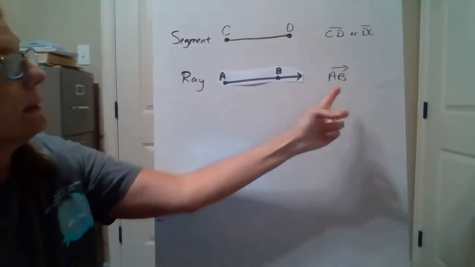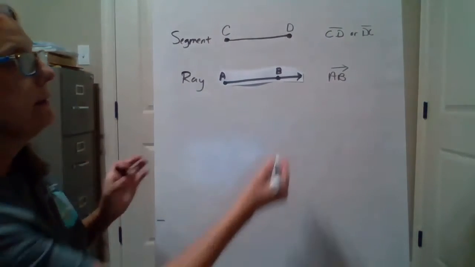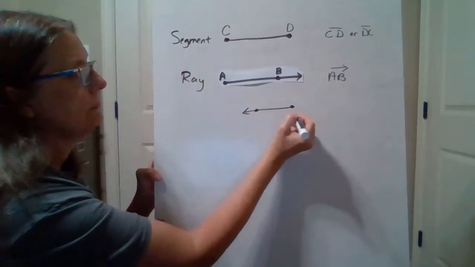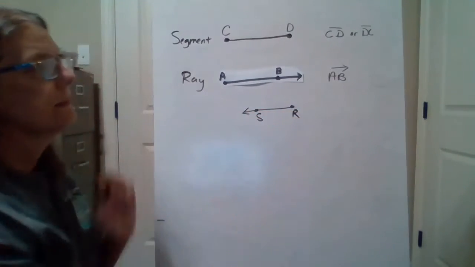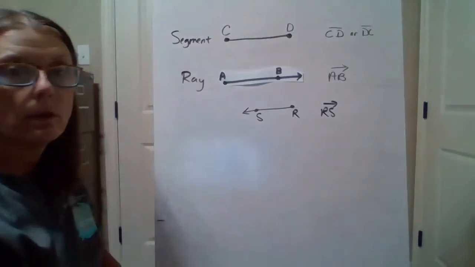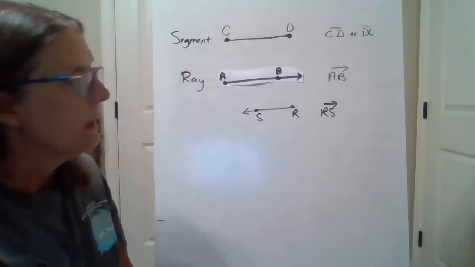Whatever the endpoint is has to come first. If my ray is drawn this way, RS, I still have to say RS when I write it using symbols.